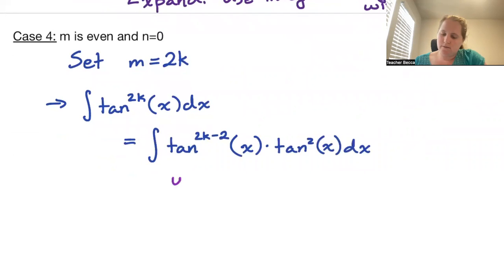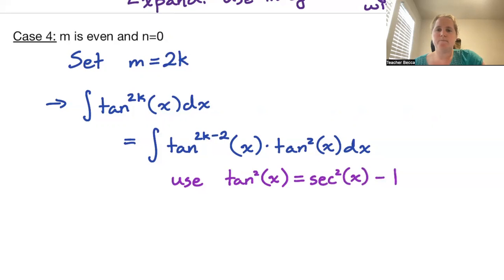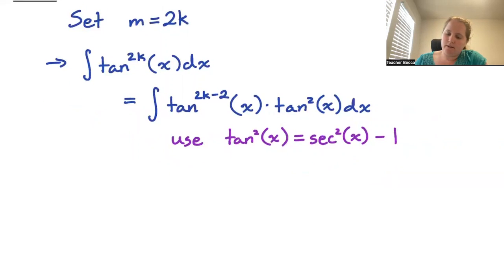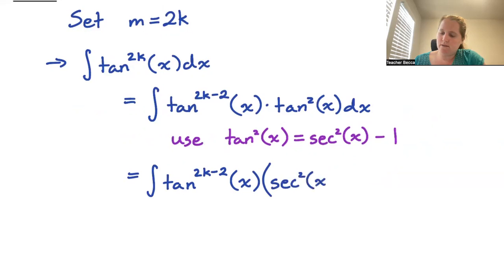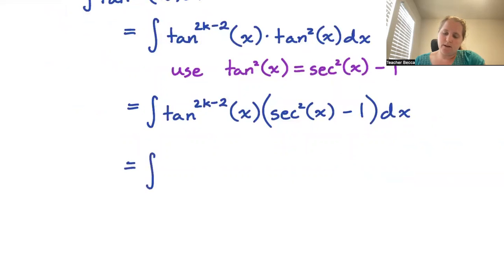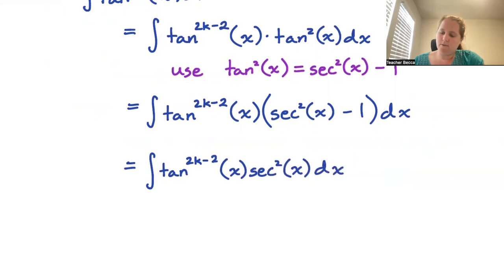Then we will use the fact that tan squared of x is secant squared of x minus 1. So we are looking at the integral of tangent to the 2k minus 2 of x times secant squared of x minus 1 dx. Splitting this into two integrals, we are looking at the integral of tangent to the 2k minus 2 of x times secant squared of x dx, minus the integral of tangent to the 2k minus 2 of x dx.